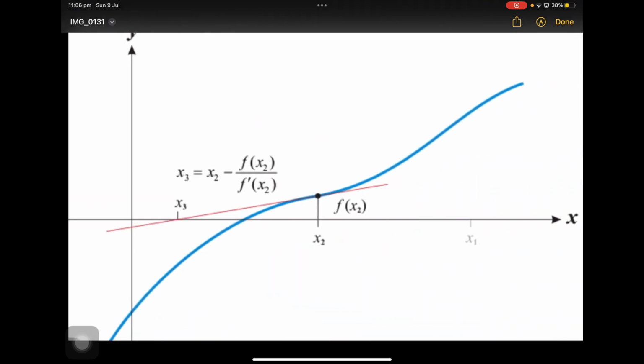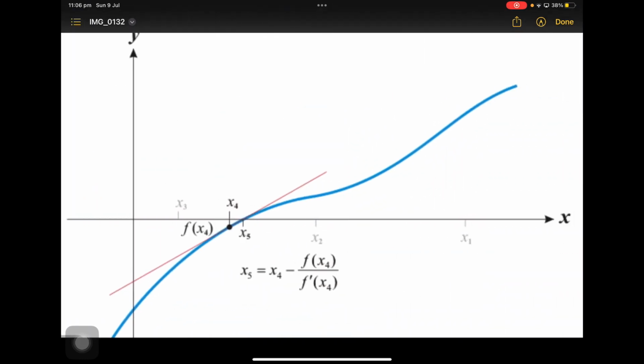Now this time f of x3 is here, but still it's not at 0, so we have to repeat the step one more time with the new value x4. And with x4, after finding the value using the same gradient technique, we find a new value x5. And now with the value of x5, we can see that x5 is somewhat converging at x equal to 0.